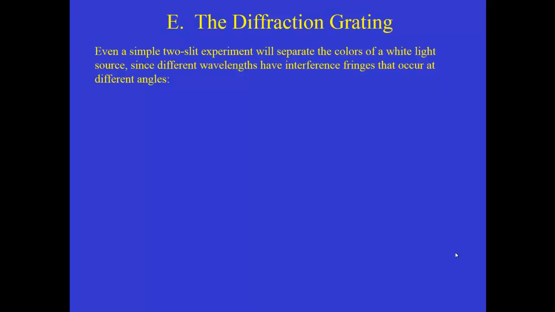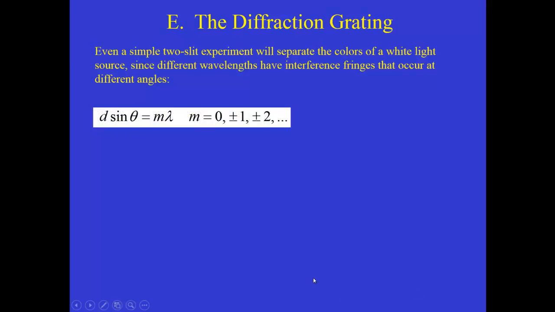For historical reasons, we call this the diffraction grating. We could just as easily call it an interference grating because the understanding of it is really based on what we find out from the two-slit experiment. So even for a simple two-slit experiment, if we have a white light source, the pattern that's produced on a screen will separate the colors of a white light source. And the reason for this is using the condition for constructive interference for a two-slit experiment.